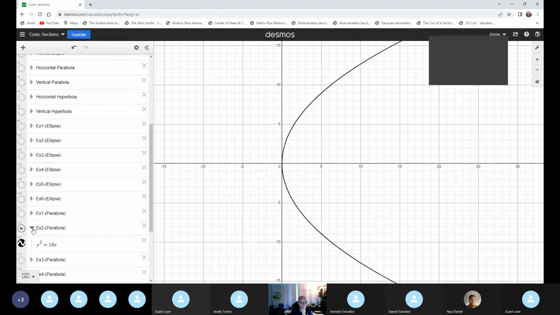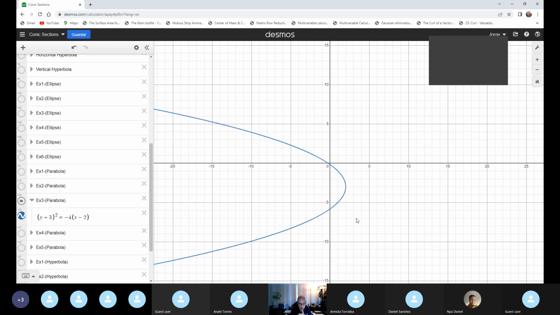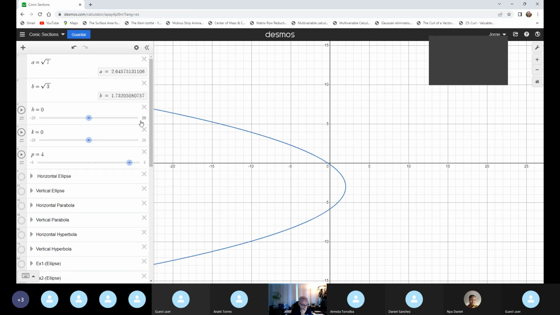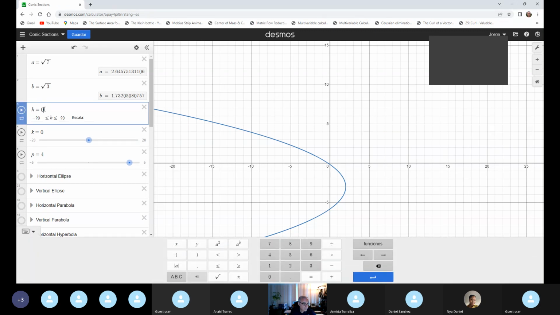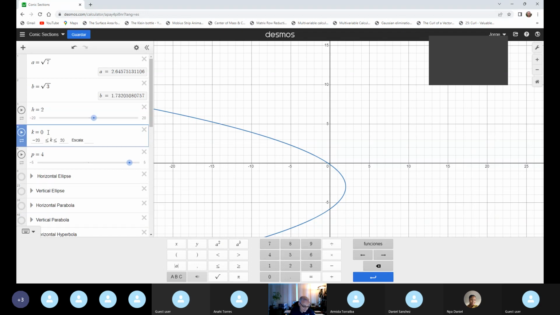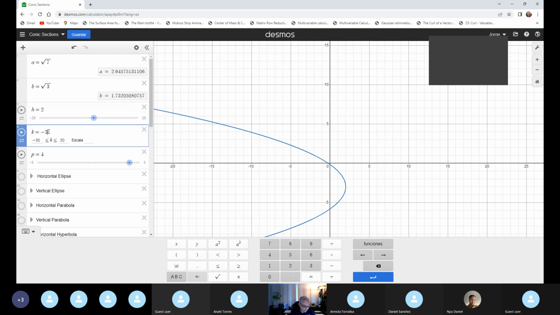Okay, it's example 3 we are doing. Example 3, I copied exactly the same, no modification. Look! This is our parabola. It's horizontal and opens to the left because P is negative. H, who is H? H is 2, positive 2. And K is -3. Okay, and P is -1.